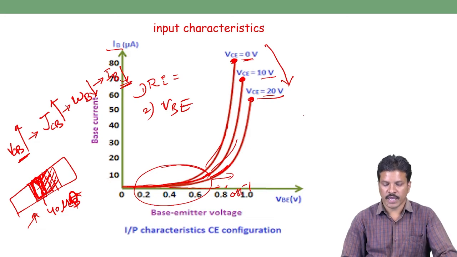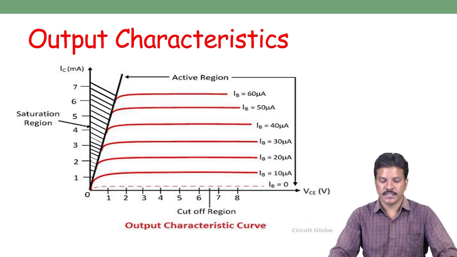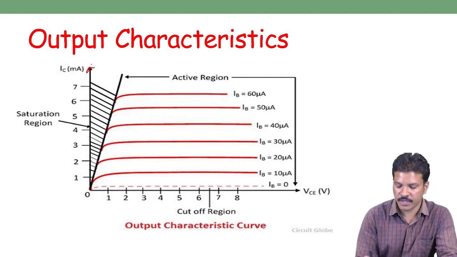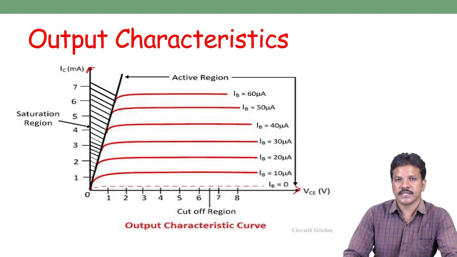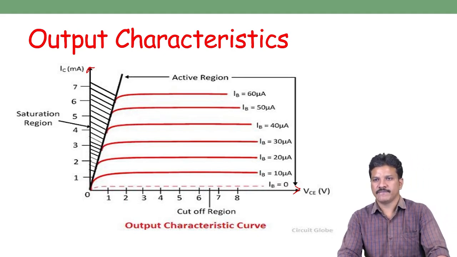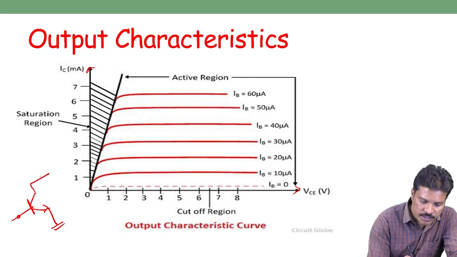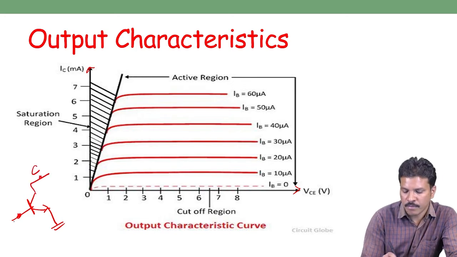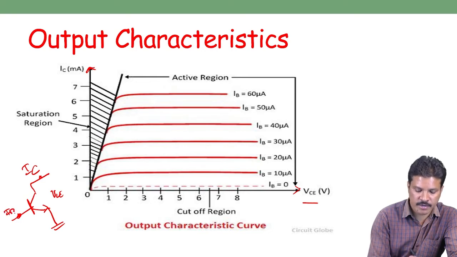Now we will see output characteristics. Here, in this output characteristics, it is a graph between IC versus VCE. In this output characteristics, output current IC and output voltage VCE, by keeping input current constant. So in this common emitter configuration, base is the input current, collector is the output current. By taking the y-axis IC current and x-axis output voltage VCE, by keeping input current constant.